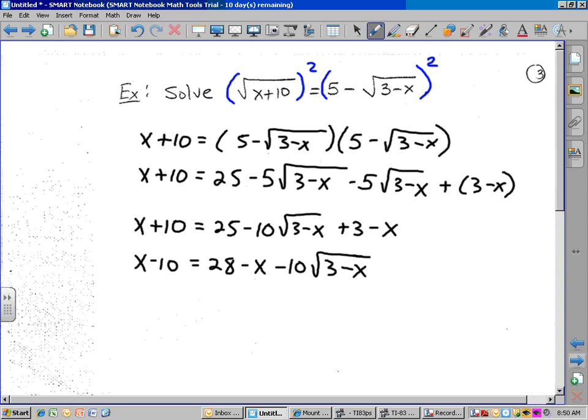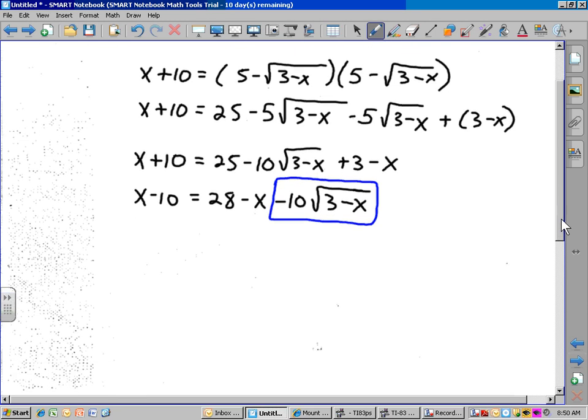Now we have a single term here with a radical in it, so we can isolate that term. We'll subtract over the 28 and add the x. So if we add x, we'll have 2x. Subtract the 28. I wrote that wrong. We have x plus 10 here. Well, I wrote that as a minus. Okay, so rewrite that again. So x plus 10. All right, so we subtract the 28, we get negative 18.